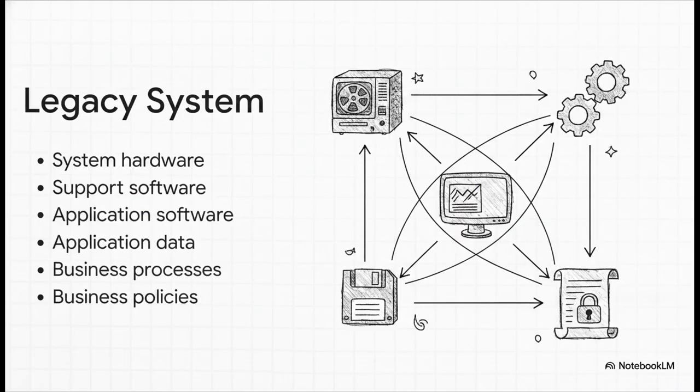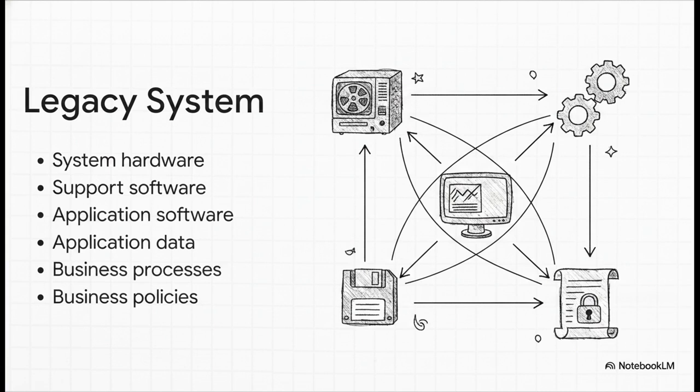A legacy system consists of 6 interconnected elements. First up is system hardware. Think old mainframes that might not even be compatible with modern IT setups. Second, support software, which includes operating systems and utilities that might be totally obsolete today. Third is the application software itself, the actual programs doing the heavy lifting. Fourth, application data. This is immense volumes of data accumulated over decades, often inconsistent or duplicated.